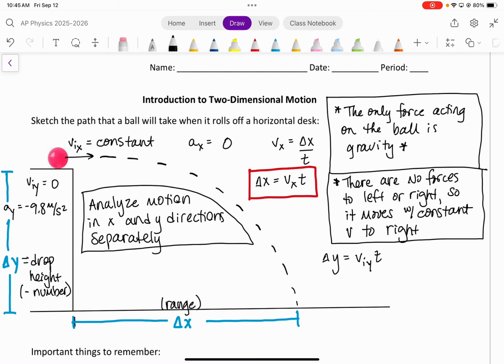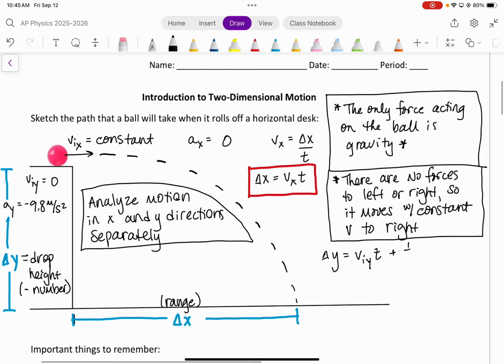Okay, so we're going to use VI in the y direction times t plus 1/2 a in the y direction times t squared. All right, so this is the kinematic equation. We're almost always going to know how high this cliff or this desk is, so we know delta y. We're always going to know that since this rolled off the desk horizontally, its initial velocity in the y direction equals 0. And we always know that the acceleration due to gravity is 9.8 meters per second squared in the downward direction.